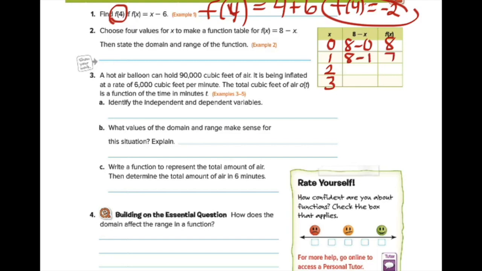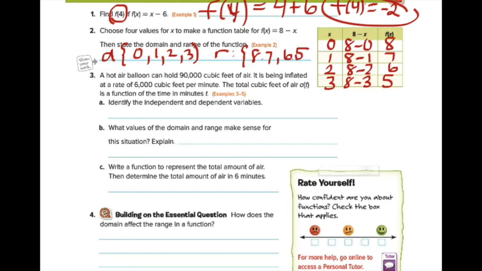8 minus 1 is 7. 8 minus 2 is 6. 8 minus 3 is 5. Make sure that you can see that 5. Okay, then state the domain and the range. So you're going to list your domains. Mine would be 0, 1, 2, 3. My range is 8, 7, 6, 5. I don't know if I talked about the pattern, if I said it correctly or not, but as my x's increased by 1, my f of x actually decreased by 1.